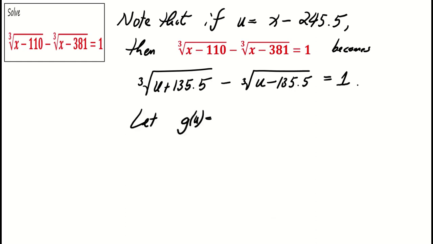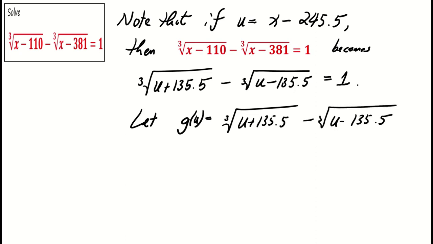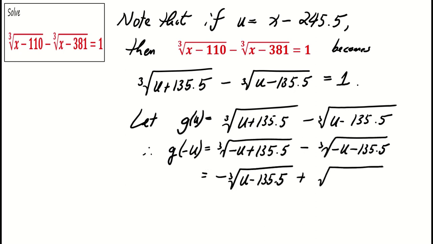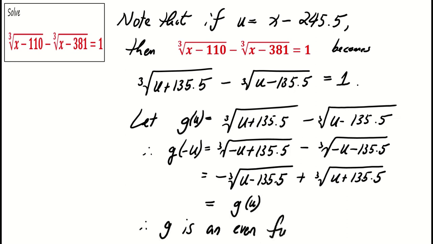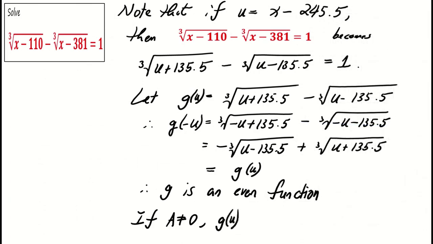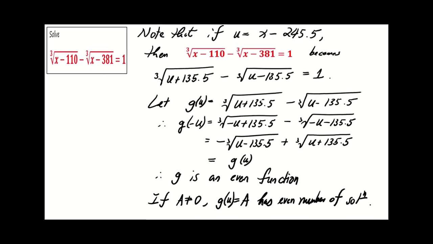Let's define g(u) as the cubic root of u plus 135.5 minus cubic root of u minus 135.5. Upon calculation, we find that g(negative u) equals g(u). This symmetry indicates that the function g is an even function, and the graph of g is as shown. Consequently, for any non-zero a, the equation g(u) equals a has an even number of solutions. In particular, our given equation has an even number of solutions.